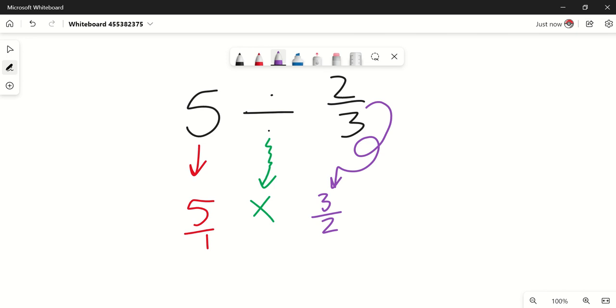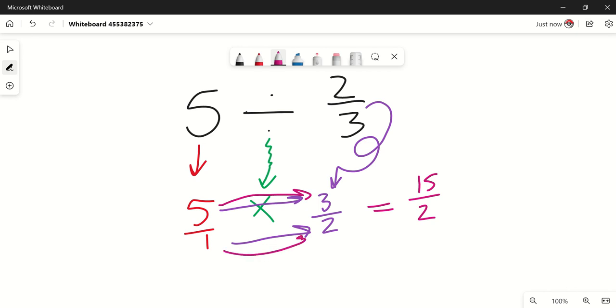I'm going to put the 5 over 1, and I'm going to multiply straight across because I see 5 and 2 have no common factors, and 3 and 1 have no common factors. So I'm going to multiply straight across. This will give me 15 over 2, 5 times 3 being 15, 1 times 2 being 2. This is an improper fraction. We need to simplify.